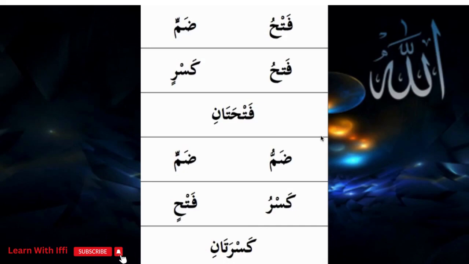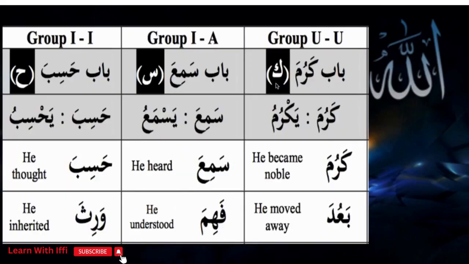Coming to the groups here, Bab Karuma. Examples here: Karuma, he became noble, Yakrumu; Ba'uda, Yab'udu; Sami'a Yasma'u; Fahima, Yafhamu; and Hasiba, Yahsibu. Warisa, Yarisu, is a different type of verb. Inshallah, we're going to do it in a minute. This is like a weak verb; you can see the waw here.